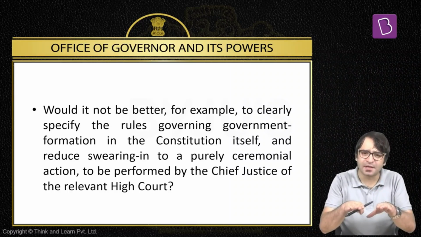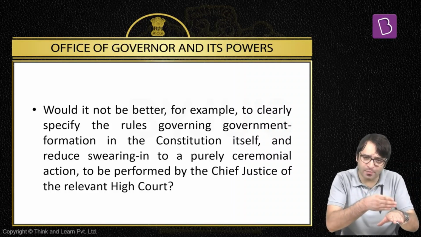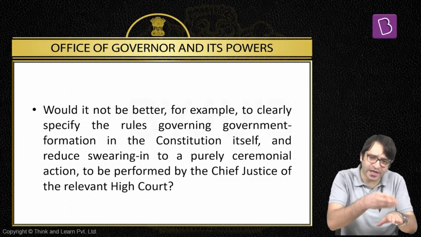To summarize, here's the governor. The governor plays a dual role: constitutional head of the state, and constitutional link between the center and the state. But while performing this role, there are allegations that the governor is the agent of the center in the state, and it goes against federalism. In choosing a chief minister, the governor is partisan.